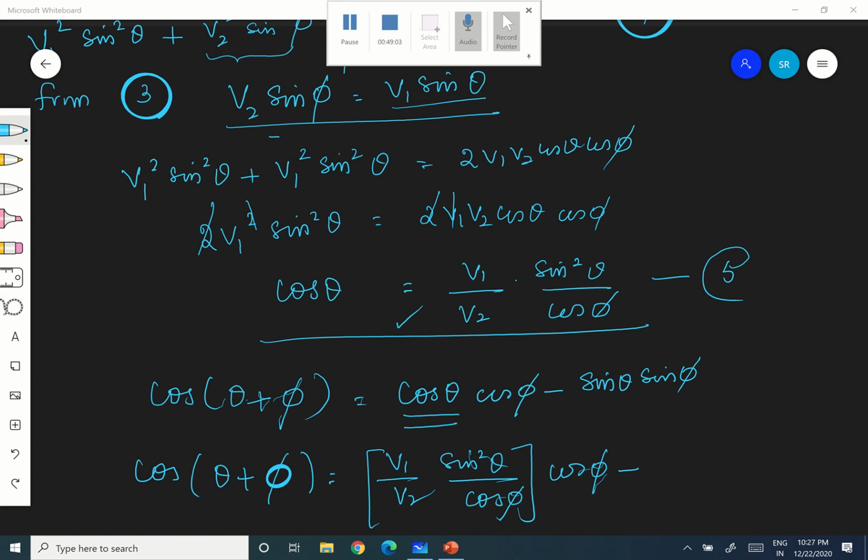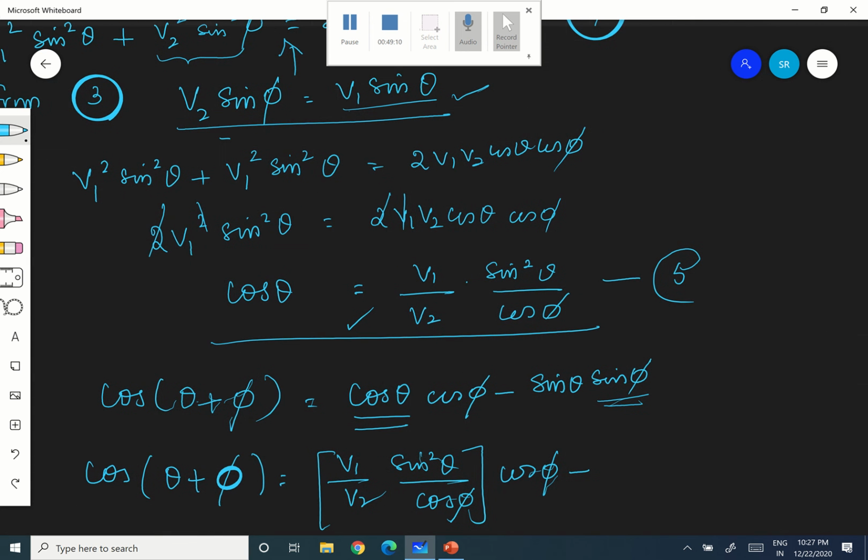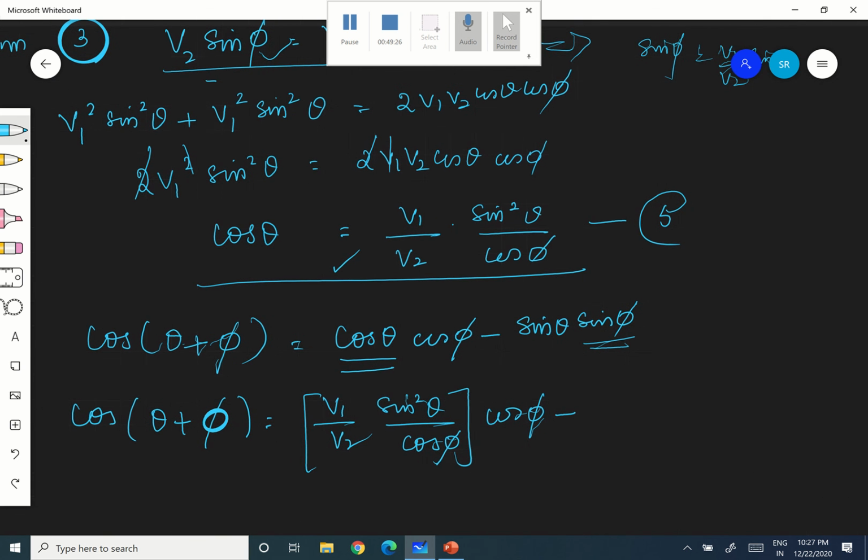Sin phi you substitute from equation number 3. From equation number 3, what is your sin phi? That is equal to V1 by V2 into sin theta. Either say sin phi is equal to V1 by V2 sin theta. Substitute that, therefore you will be getting sin theta into sin phi is nothing but V1 by V2 into sin theta. Got it?